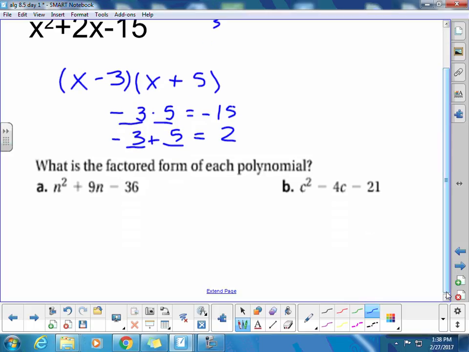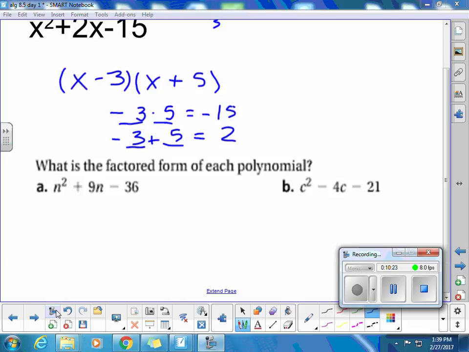What are the factored forms of these trinomials? Put me on pause, see if you can do these two, and then come back to me. So put me on pause.